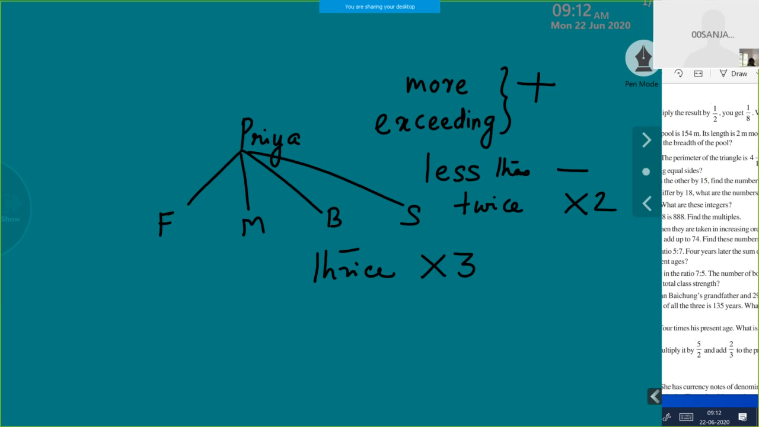Addition is used where you see more than or exceeding. Less than is replaced by minus. Twice means multiply by 2. Thrice means multiply by 3. Half of: the word of itself shows that it is multiply. The word of means multiply. Half of means half into the number.